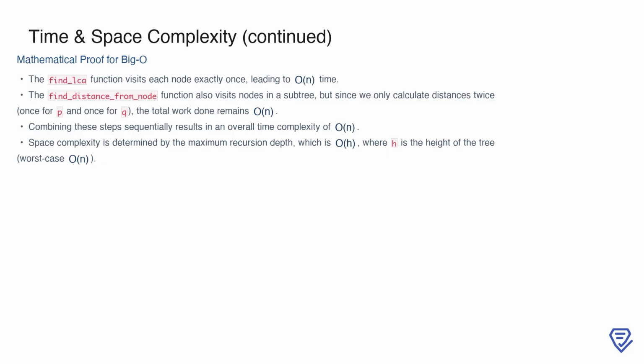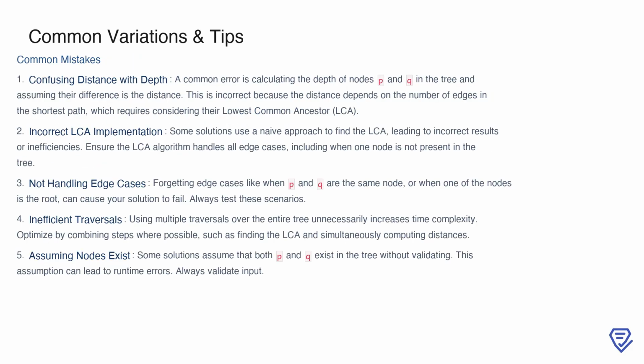This analysis confirms the efficiency of our approach in terms of both time and space. One of the most common mistakes people make when solving this problem is confusing distance with depth. Remember, depth refers to how far a node is from the root, while distance is about the number of edges in the shortest path between two nodes.